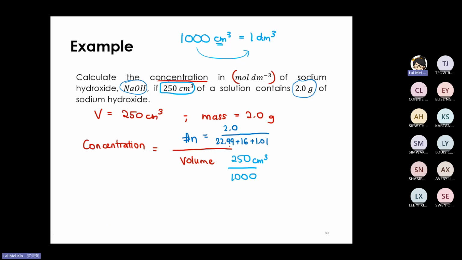I combined everything so that it's easy for you to see. Number of mole, mass over molar mass. Volume has to be converted to decimeter cube, so this will be decimeter cube, this will be moles. What do you get? Exactly, 0.2. Yes, don't forget the unit: mole per decimeter cube. Written here.